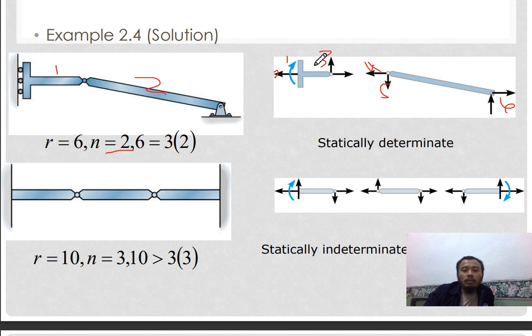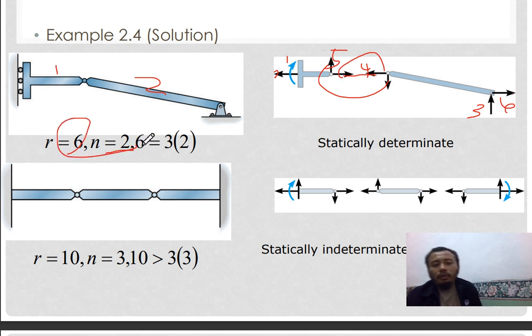Oh no, this is similar, so it's counted as one. So you have 1, 2, 3. This is counted as 1 because this is similar. 4, 5. This is similar. This is similar. 6. So you have 6.